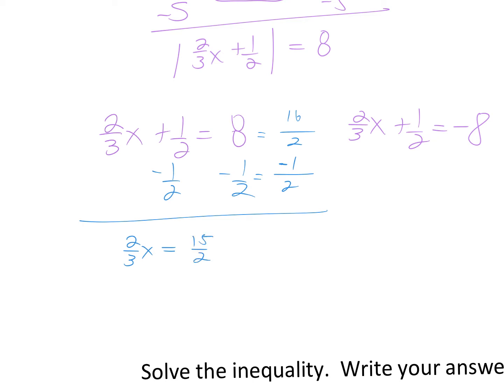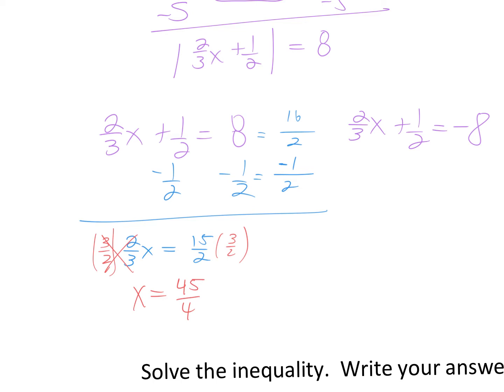When I get to this point, I'm really dividing, right? 15 over 2, then we're going to divide by 2/3. When you divide by a fraction, it's the same as multiplying by what? The reciprocal. So I can multiply this side by 3 over 2, and that'll cancel. And what you do to one side, you do to the other. So this becomes x equals 15 times 3 is 45. 2 times 2 is 4.